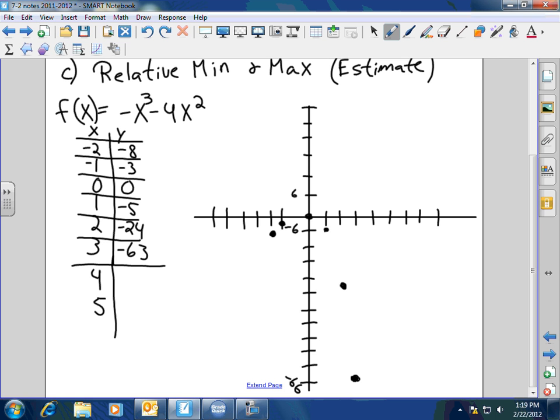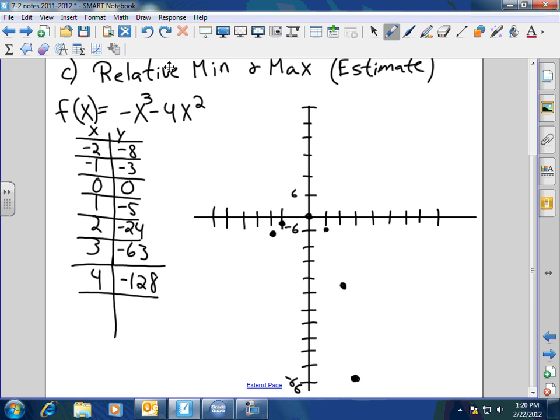So let's try 4 and 5. What's the value of f of x when x is 4? Negative 128. Wow, that's going to go way deep. How about 5? This is never going to come back up. We're going further and further into the abyss here. Let's switch it around and go to the negative side.